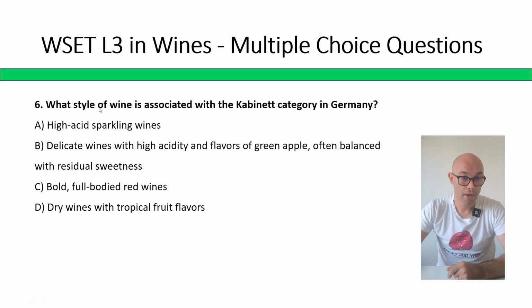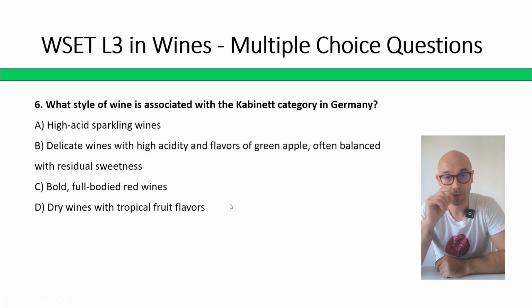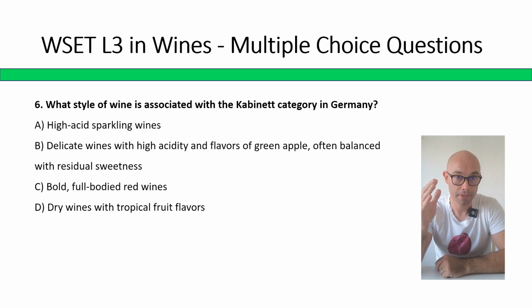What style of wine is associated with Kabinett category in Germany? High acidity sparkling wines, delicate wines with high acidity and flavors of green apple, often balanced with residual sugar, bold, full-bodied red wines, dry wines with tropical fruit flavors. So this is something that people confuse all the time. The Kabinett category is part of the 6 predicate levels in Germany that is focusing not on the level of sugar in the wine, which many people believe, but actual ripeness of the grapes.